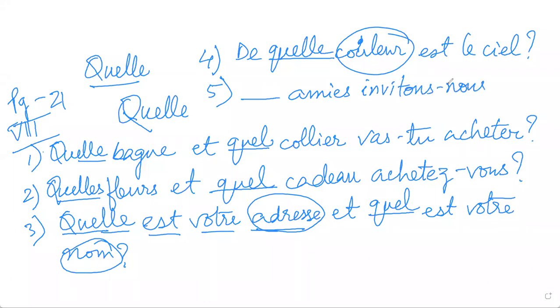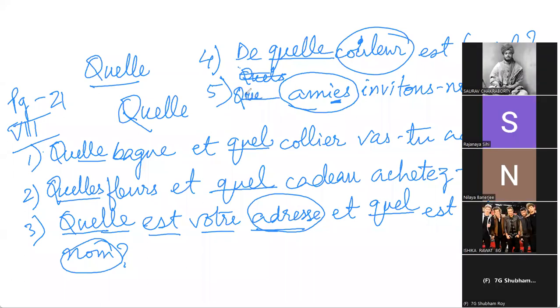Now, when you are placing, many of you, without seeing, all place quel, but you can see here it is feminine, it will not be this one. So be careful while placing. The noun is feminine plural, so we'll be placing not the masculine plural form. We'll be placing Q-U-E-L-L-E-S. Quelles amies invitons-nous? Which friends are we inviting?